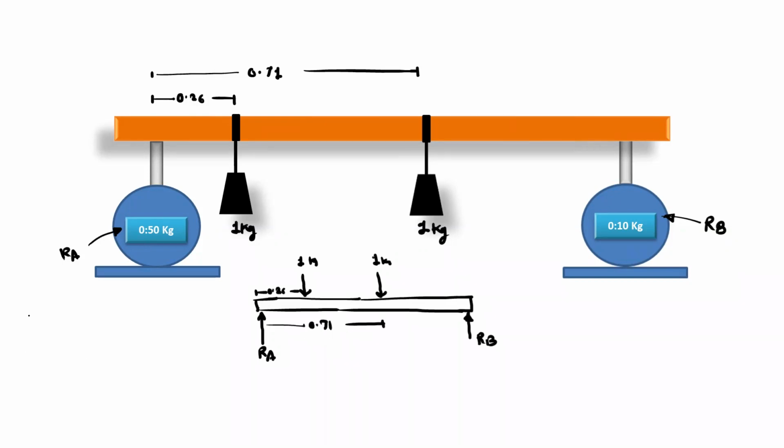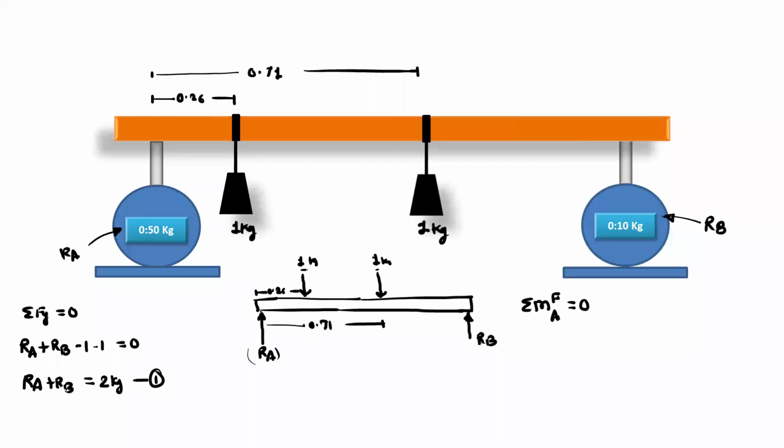Okay, so now use the first condition, summation Fy equal to 0. We get Ra plus Rb minus W1 minus W2, so minus 1 minus 1, equal to 0. So Ra plus Rb equals 2 kg. This is equation 1. Now use the second condition, summation of moments by all the forces about point A equal to 0. The moment by Ra will be 0 about point A. Moment by 1 kg is 1 into 0.26, this is negative. Again 1 into 0.71 is also negative because it is clockwise.